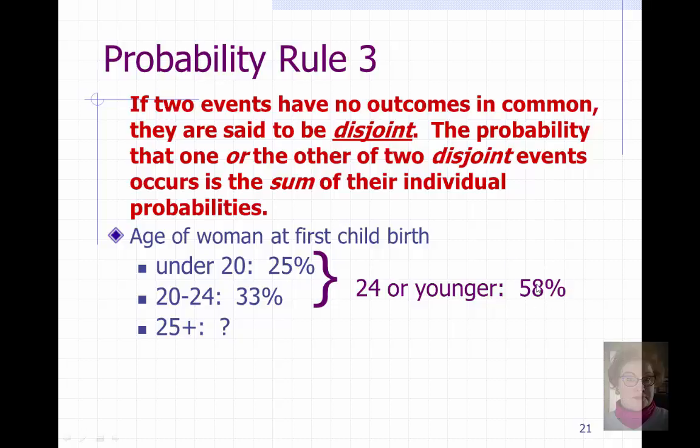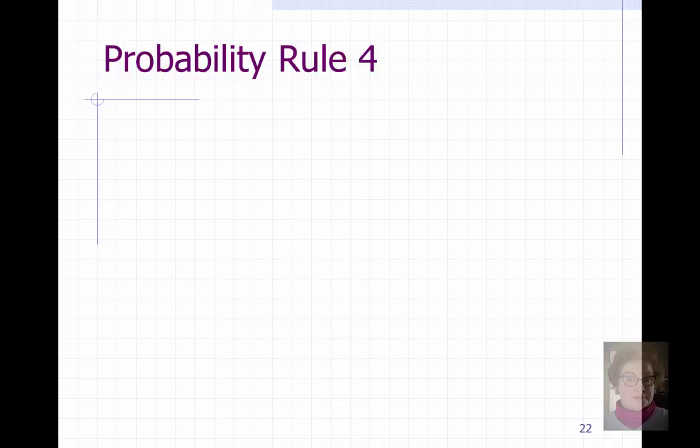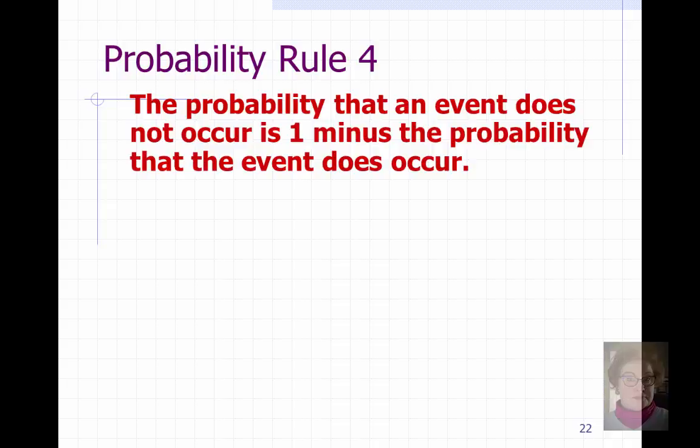This is rule number 3. But to answer our question, we need to go back to rule number 2. 100% minus 58% is going to be 42%. And then probability rule number 4 is a really good rule, and it really comes in handy because what it says is the probability that an event does not occur is 1 minus the probability that the event does occur.